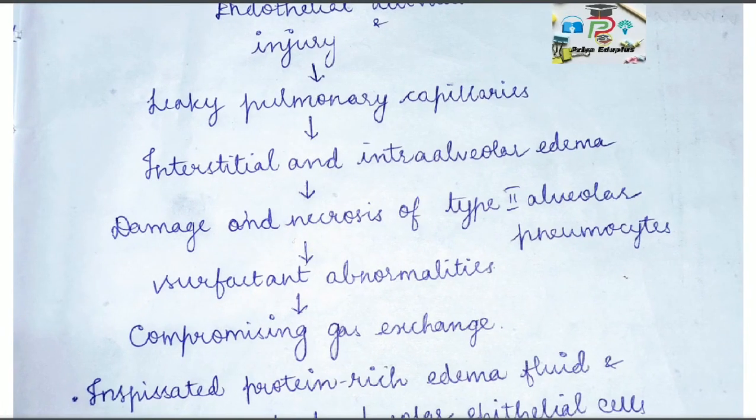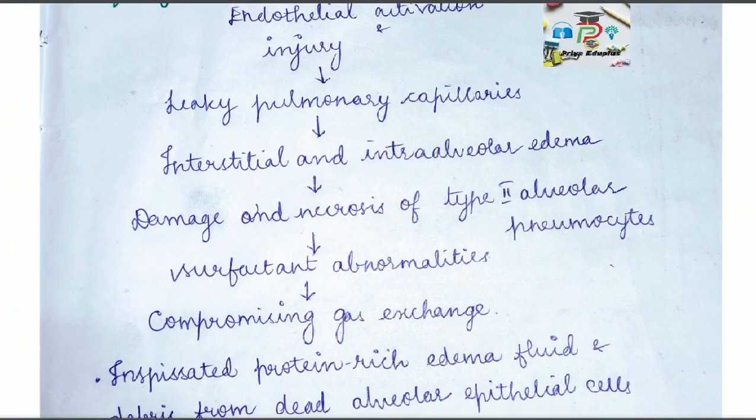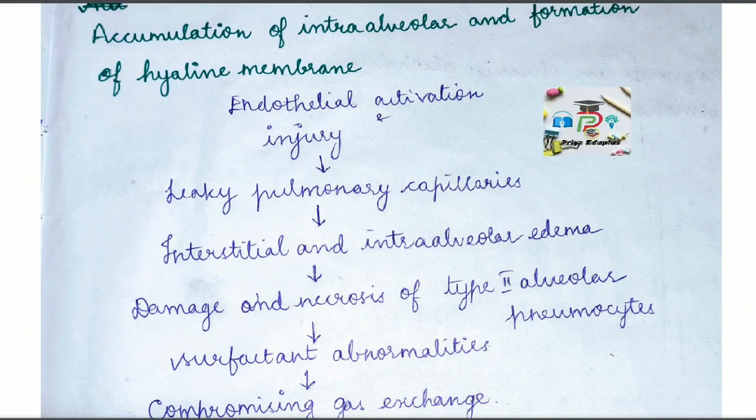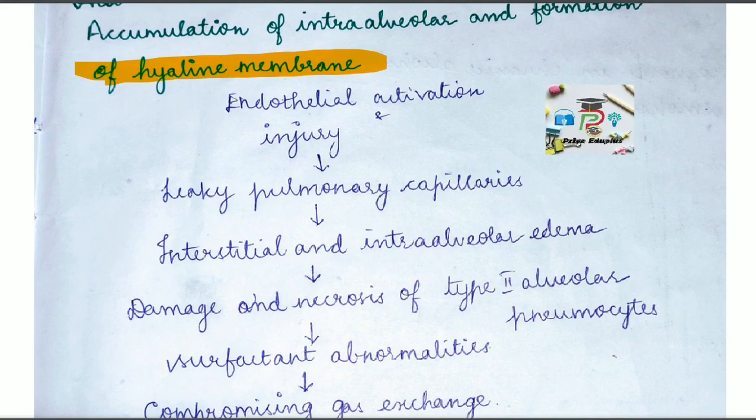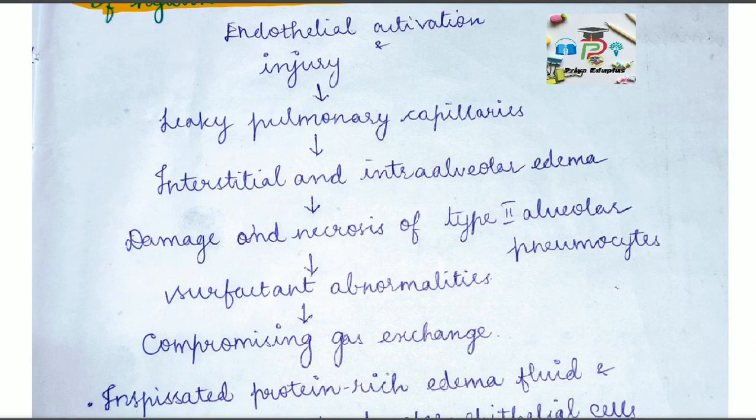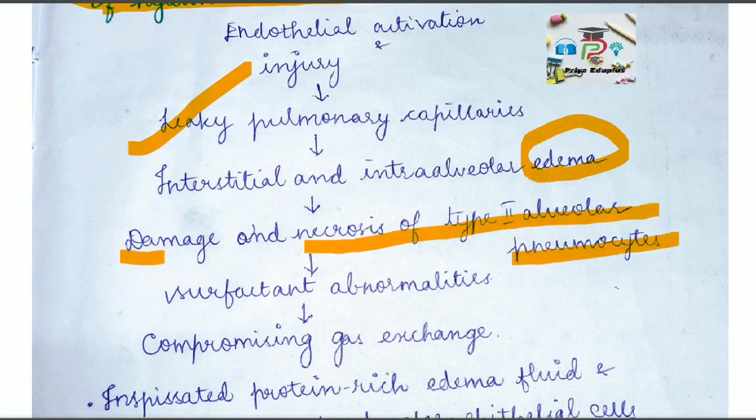Next, moving into the next one: accumulation of intra-alveolar fluid and formation of hyaline membranes. We have already seen that the endothelium has got injured and activated. So what next? The pulmonary capillaries become leaky. As they become leaky, the fluid inside will come into the interstitium and also into the intra-alveolar space, leading to edema. This fluid is going to damage and cause necrosis of type 2 alveolar pneumocytes.